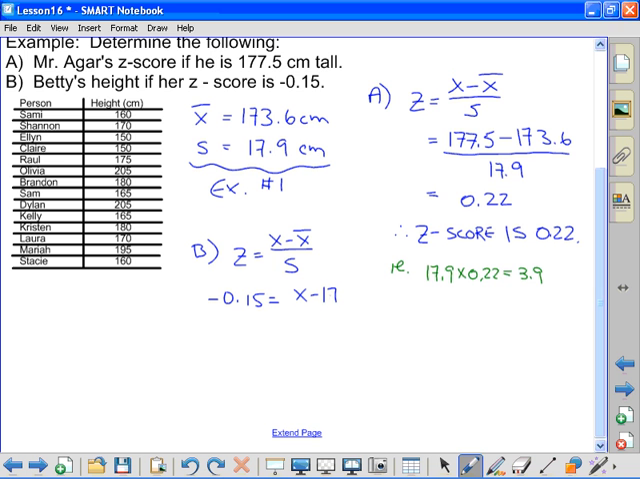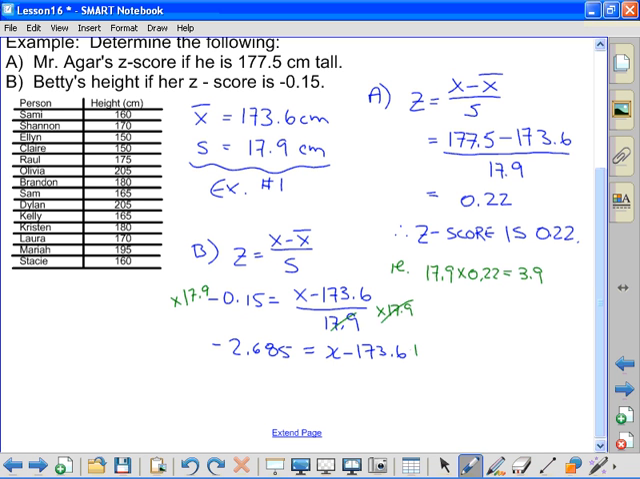So here is, quote unquote, the heavy algebra. We need to be able to use our grade 9 skills to solve for x. So remember, you would multiply both sides by 17.9. Inverse operations. That would cancel those guys out. So 17.9 times negative 0.15, we get negative 2.685 equals x minus 173.6.